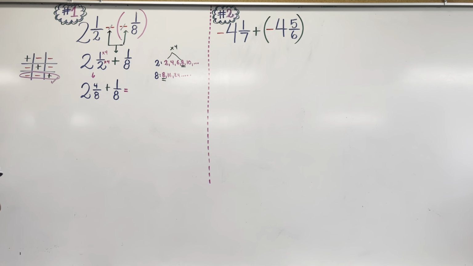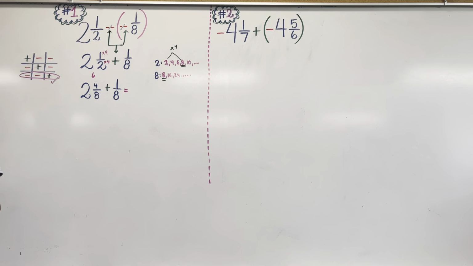So now I just bring everything else down. I still have a negative 4 and 1/7 minus 4 and 5/6. So once again, I still have a 4 and 1/7 minus a 4 and 5/6, right?